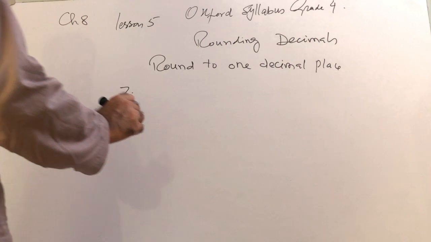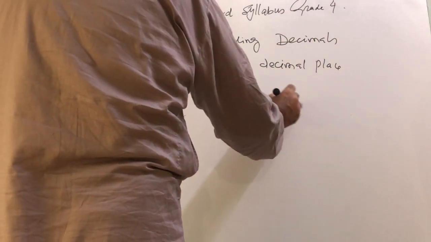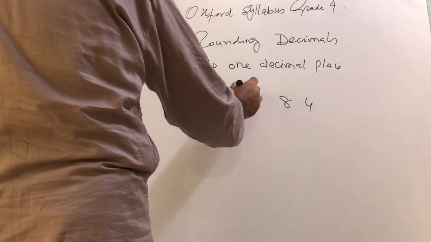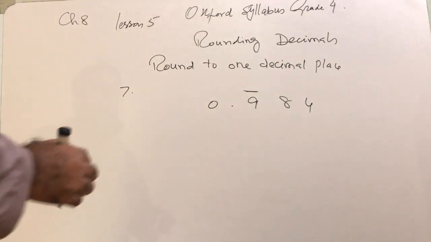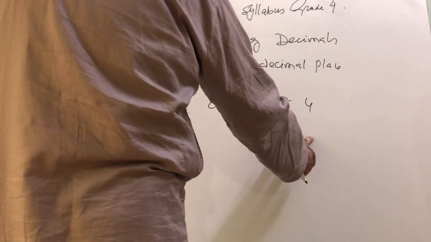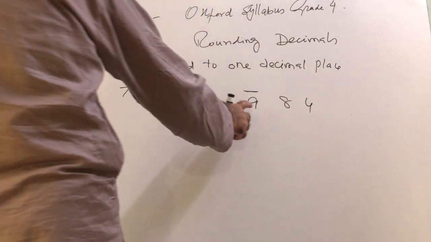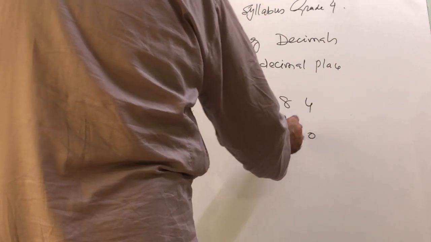On page number 178, round 0.984 to one decimal place. One decimal place means we need to stay up till here. We don't need these two. When we say that we need to round off to one decimal place, we don't want to see these two numbers. These will automatically become 0.